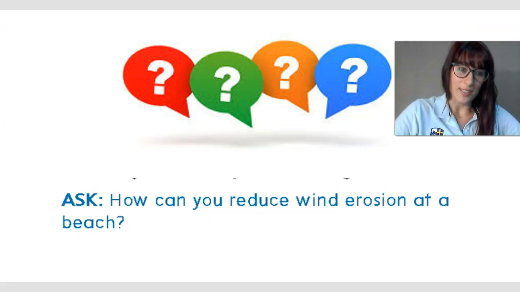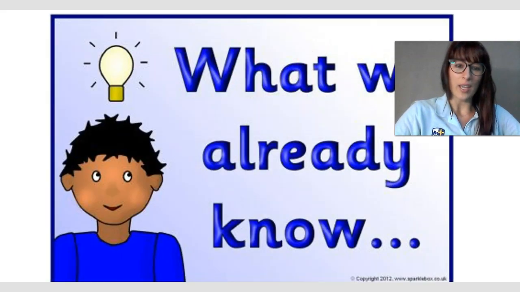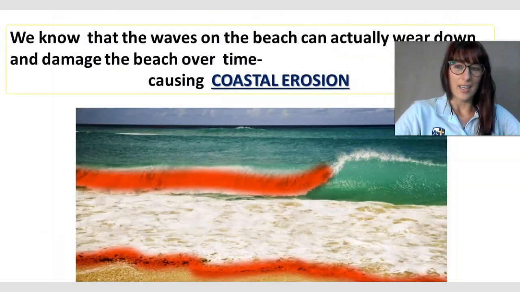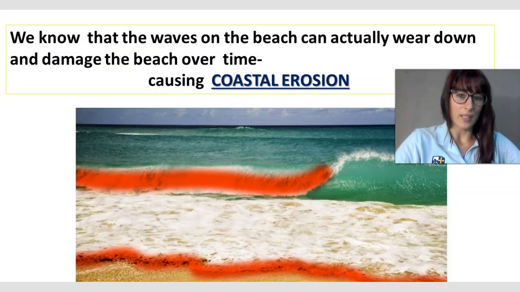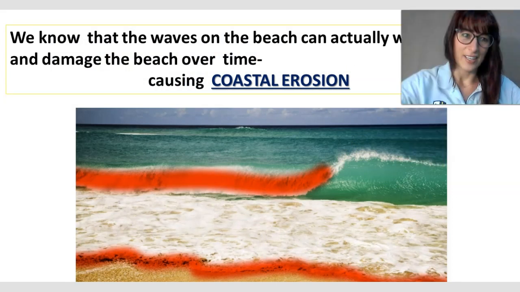Well, you might be asking, how can you reduce wind erosion at a beach? That's a good question. Well, let's see if we can review what we have already learned in this lesson to help us answer this question. Okay, so what we already know is that the waves on the beach can wear down and damage the beach over time, and they cause coastal erosion. And you second graders will come to the rescue and design a way to prevent this coastal erosion.